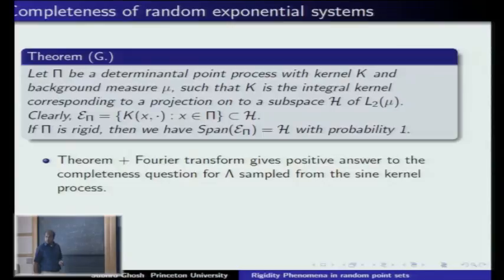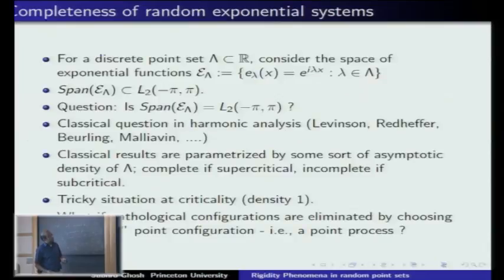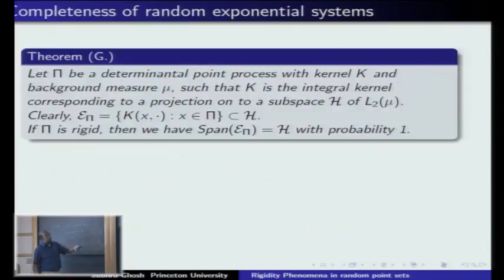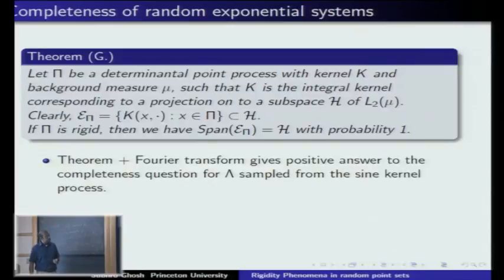Universe two-dimensional, one-dimensional? No. The initial example is in one dimension. Yeah, this is in arbitrary space. And then you apply this to the sine kernel process in one dimension with intensity 1, and if you take Fourier transforms, you will get this L2 minus pi completeness. So the sine process is also rigid? Yes.